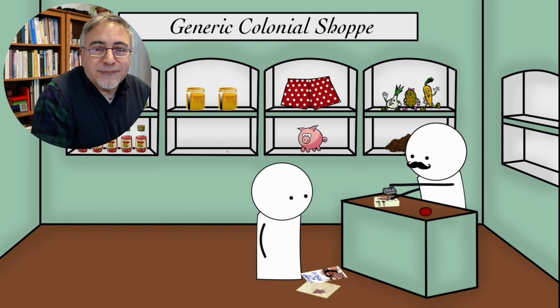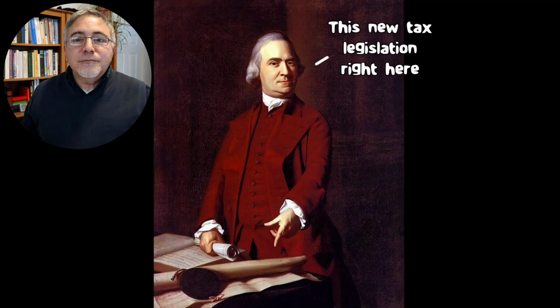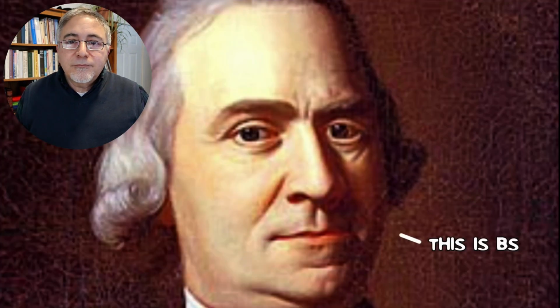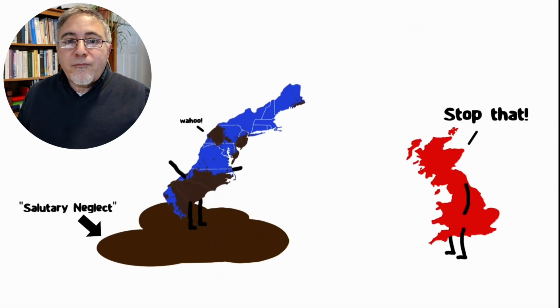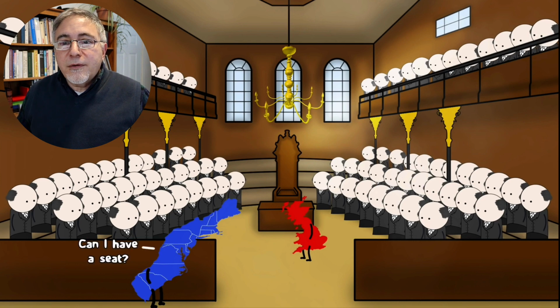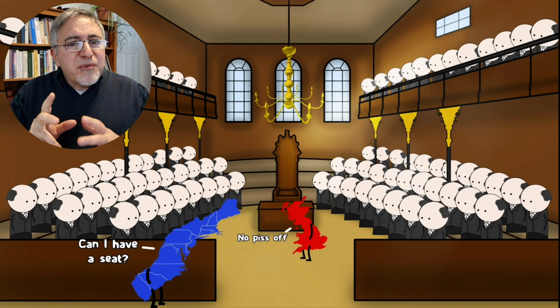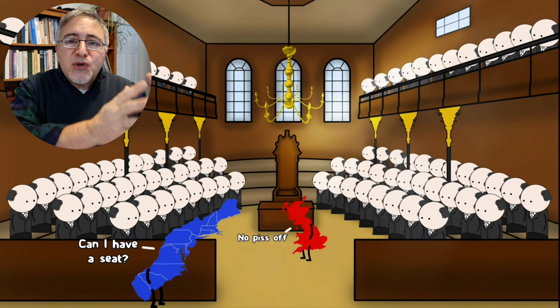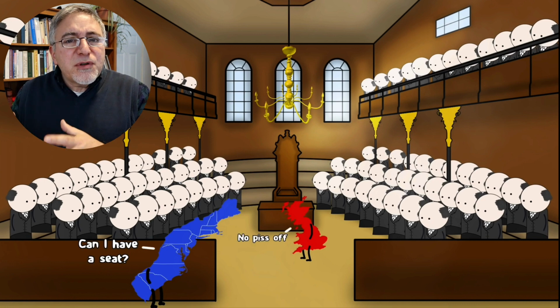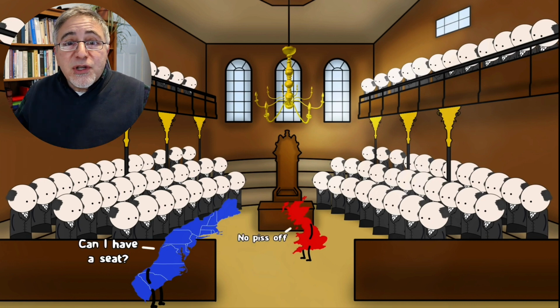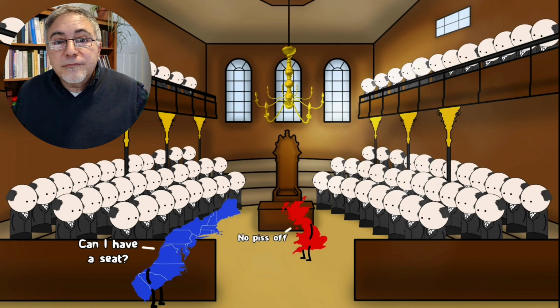Obviously, the colonists were like, hey, my dudes, this new tax legislation right here, this is BS. Until now, they had enjoyed relative freedom to rule themselves, and now suddenly Britain was asserting its control. They were especially unhappy because they didn't have any representatives in the parliament that was levying taxes on them. Okay, they did have representation in Parliament, but it wasn't direct representation. But when you think about it, if they had had a couple of direct representatives, would that have changed the outcome in any way? Would that have stopped the king's government from assessing them with taxes? I don't think so.